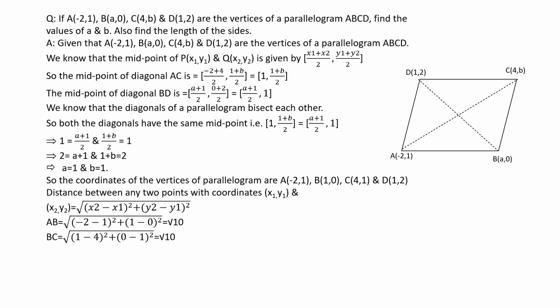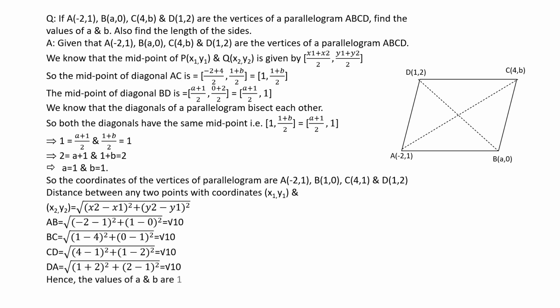BC equals the square root of (1 minus 4) whole square plus (0 minus 1) whole square, which is also equal to root 10. CD equals the square root of (4 minus 1) whole square plus (1 minus 2) whole square, which is again root 10. And DA is the square root of (1 plus 2) whole square plus (2 minus 1) whole square, which is root 10. Hence, the values of a and b are 1 each, and the length of the sides of the parallelogram is root 10 unit each.